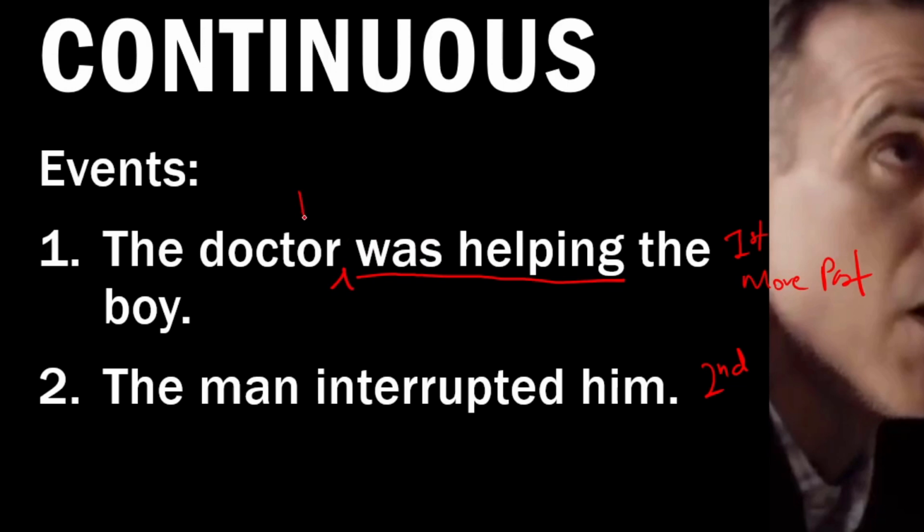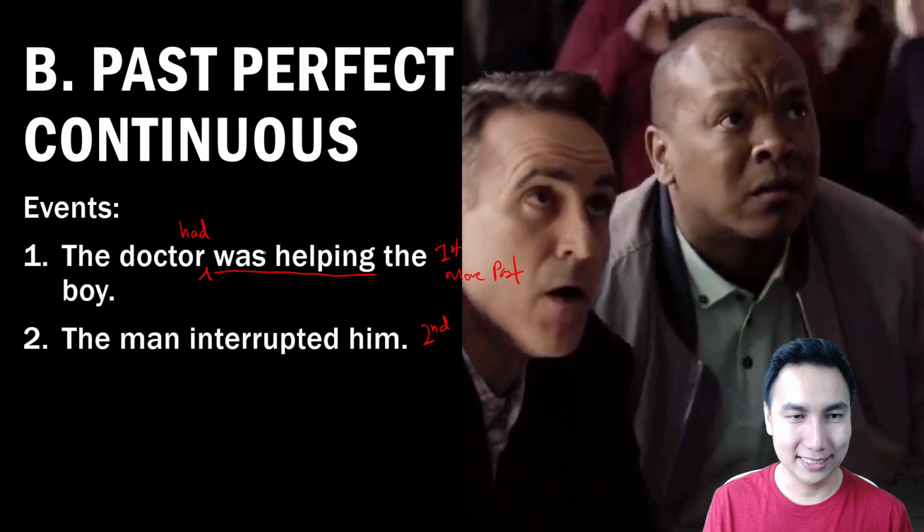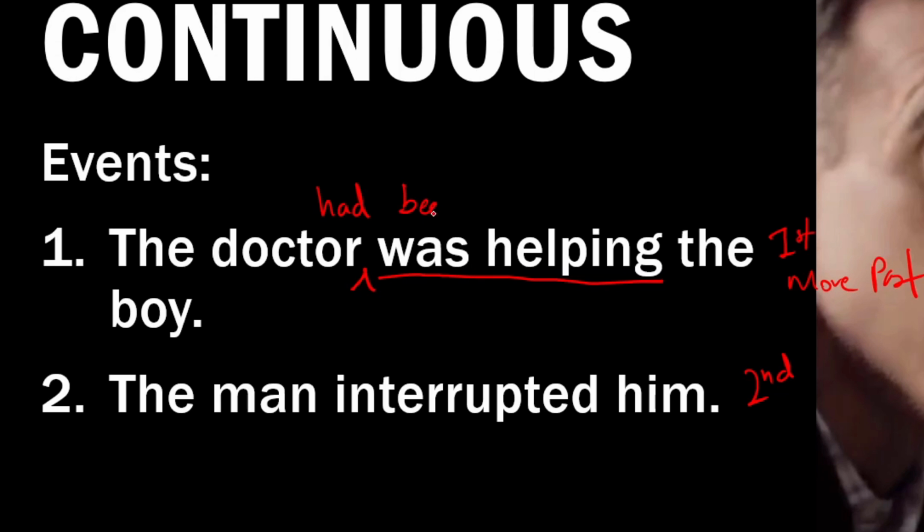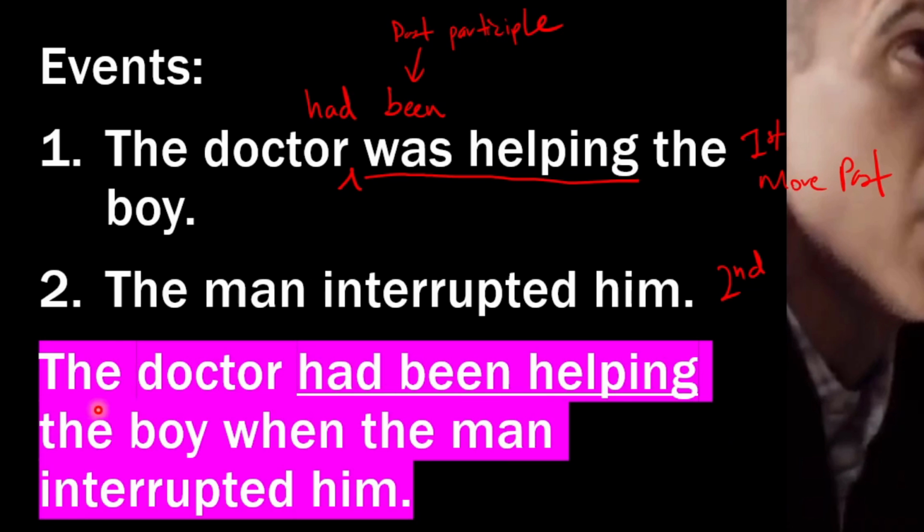First, we add had. This was, it's a be verb. So we change the be verb into past participle. Been. Helping is the same. The doctor had been helping the boy when the man interrupted him.